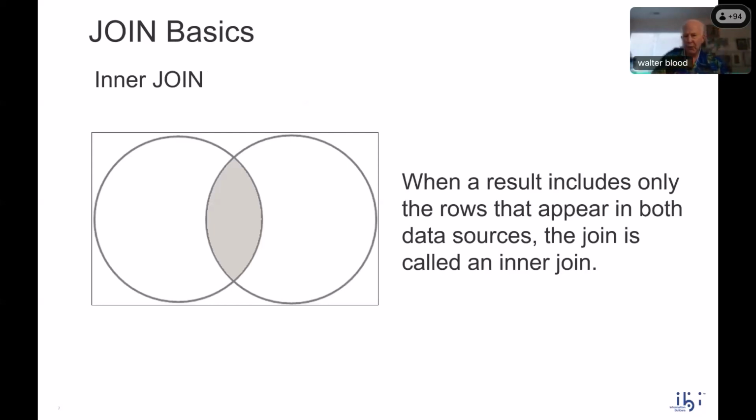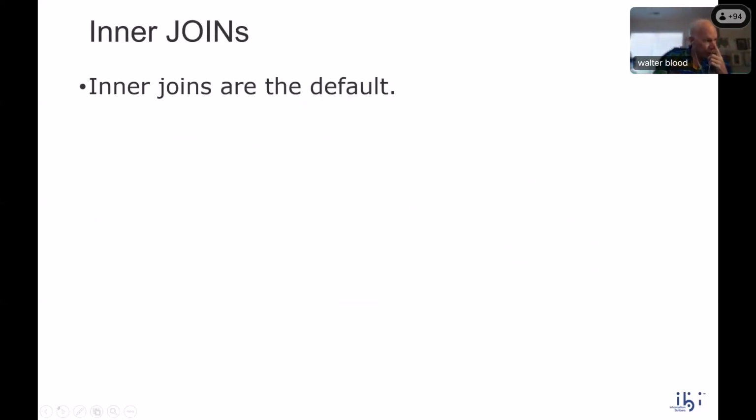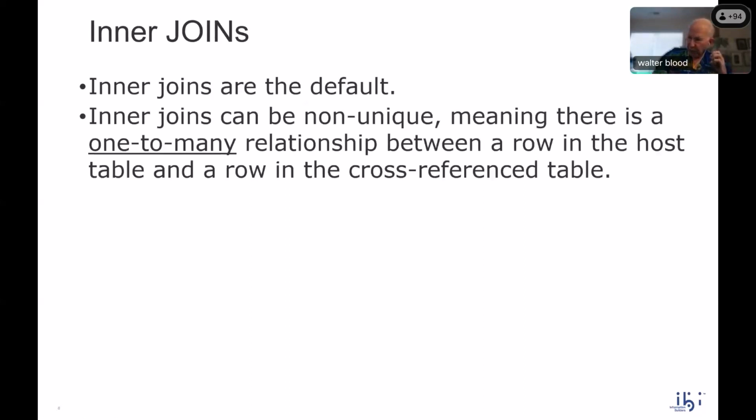When I have two tables, I'm going to get the intersection of those two tables. If the result includes the rows that appear in both data sources, it's an inner join, and that's what I return. Now, inner joins are our default. That's if you don't specify anything, you're going to get an inner join.